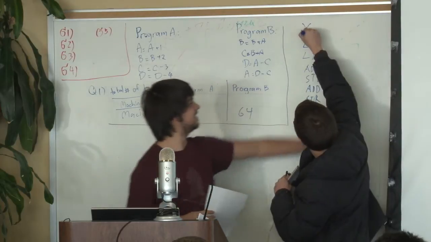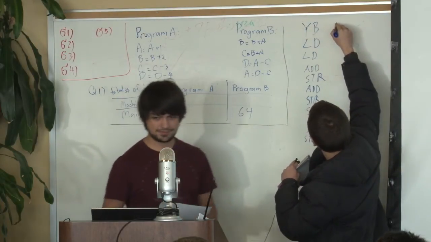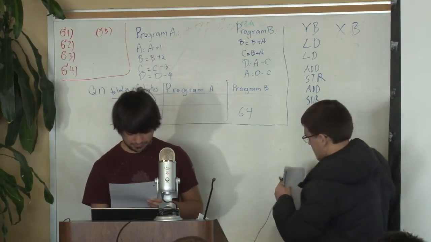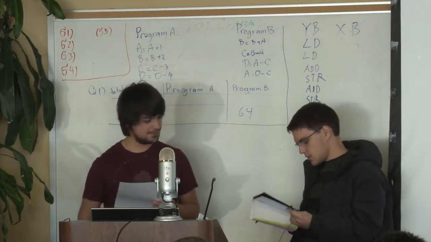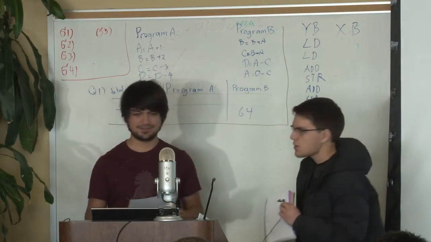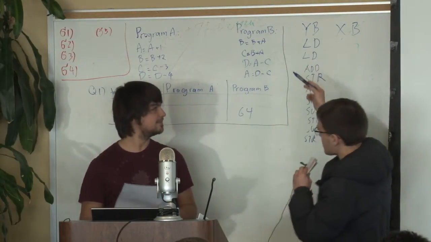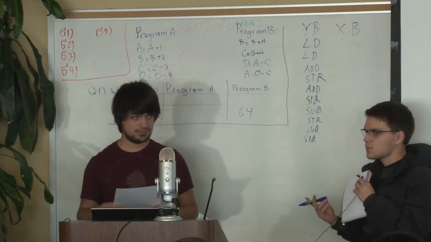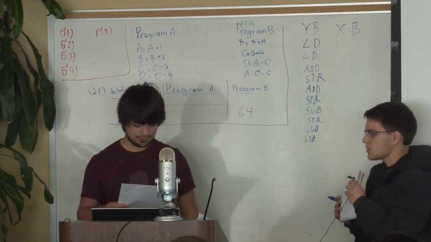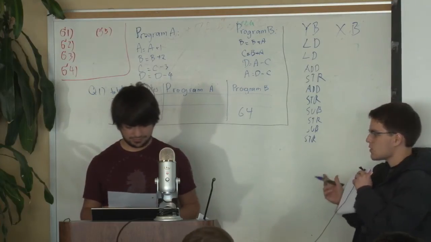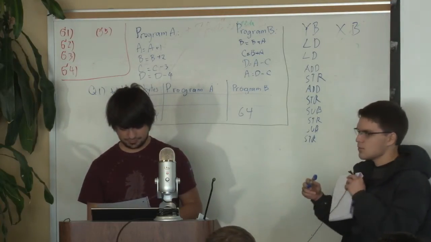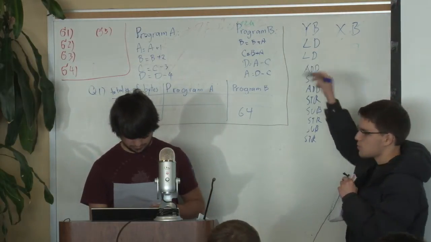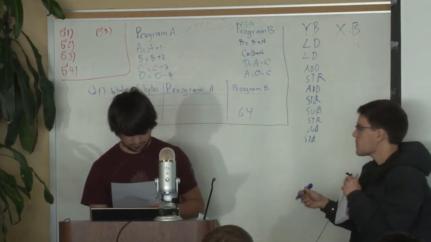Okay. This was YB. I'm going to do XB. For XB, it's really easy because all of the instructions in program B are memory addresses, and machine X just operates on memory. So pretty much every instruction looks about the same because you store into a memory location, and then you have two other memory locations that you operate on. And since each instruction is dependent on the previous instruction, you can't reorder them in any way.